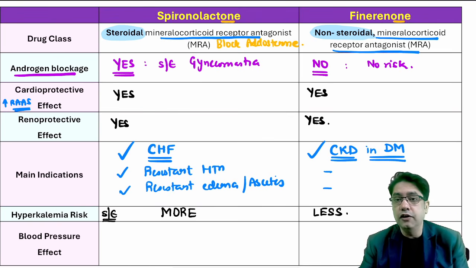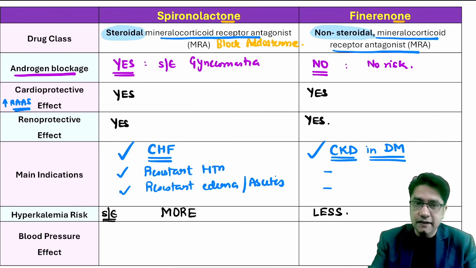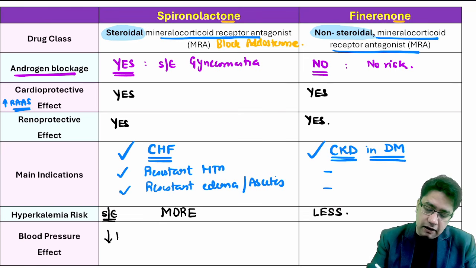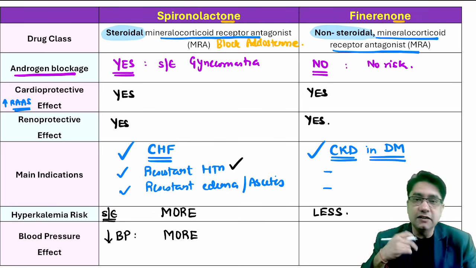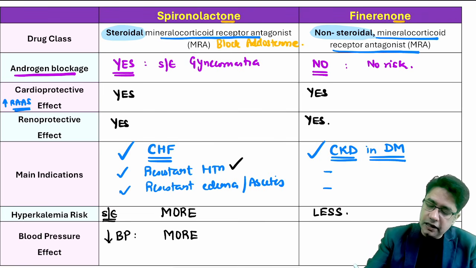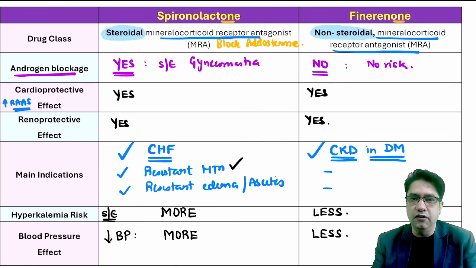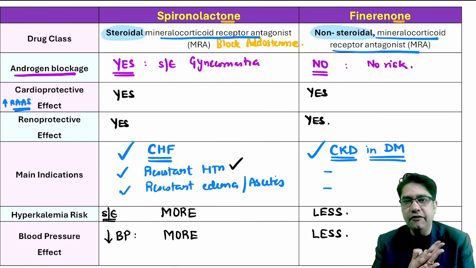Remember, aldosterone increases blood pressure. So if we block aldosterone receptor, they will have antihypertensive effect. So remember, they decrease blood pressure. And more decrease in blood pressure is by spironolactone. That is why it is given for resistant hypertension. Less fall in BP is seen with finerenone. So this is the basic difference.